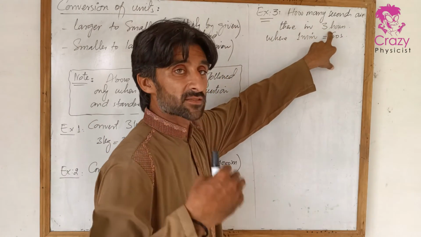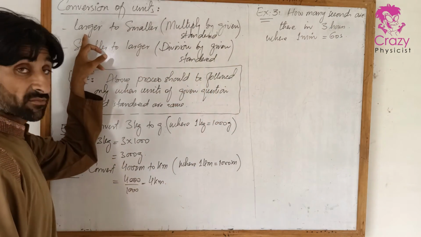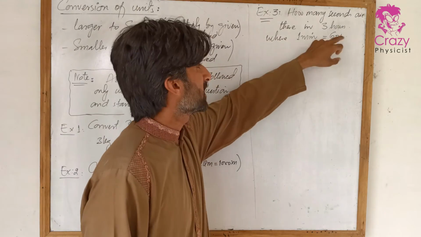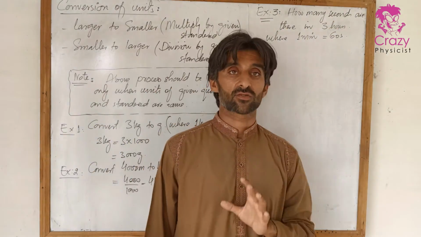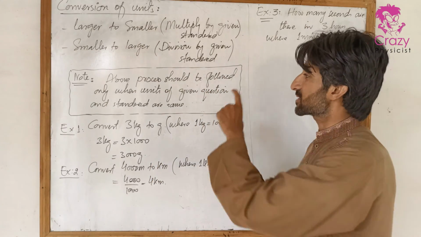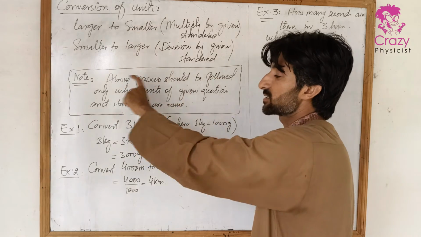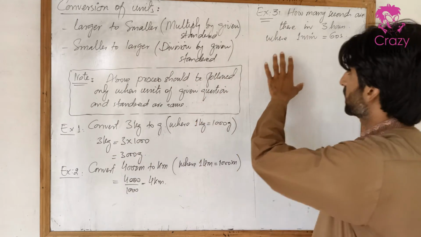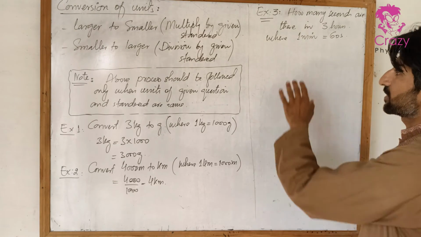hour is the larger unit and second is the smaller one. So we are going from larger to smaller, so we will multiply by the standard. The standard given is 60, then 3 multiplied by 60 is 180. So this is not the answer. This is totally wrong because the statement of the question is not satisfying this note. Whenever this note is satisfied, we will have the answer.